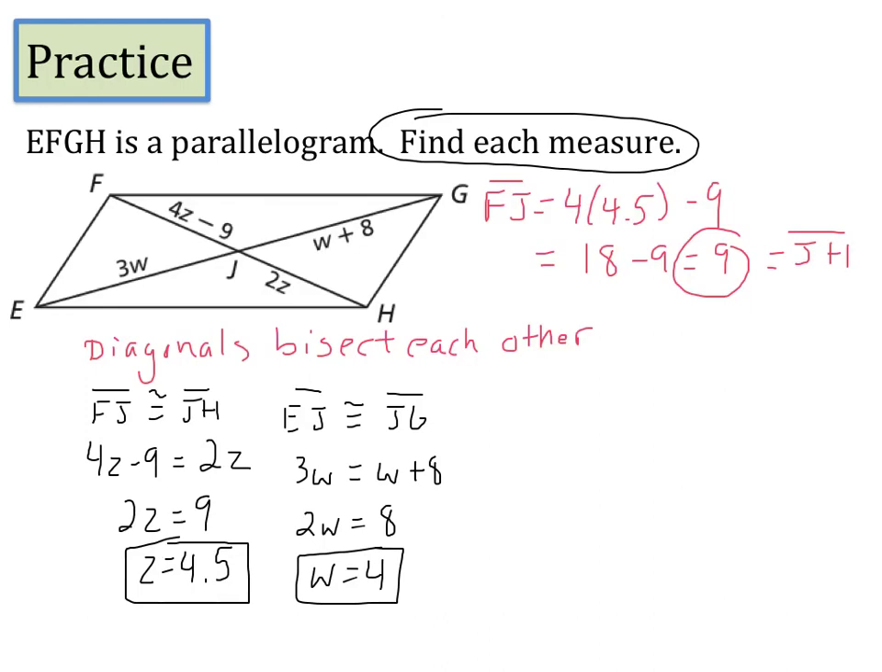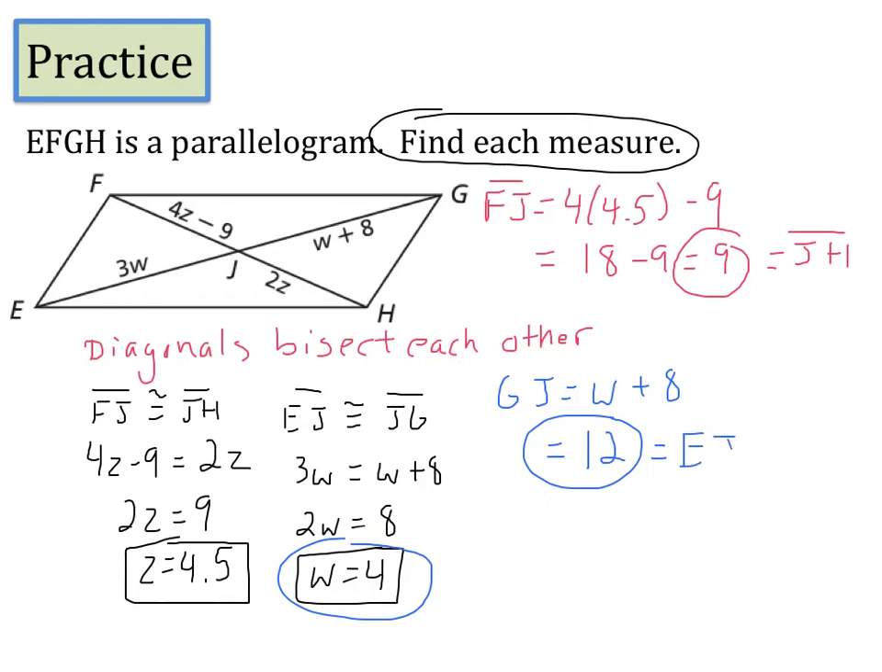For the next one, we have GJ, which equals w plus 8. We know that w equals 4, so GJ just equals 12. And so does EJ. So we found all 4 measurements for this parallelogram.